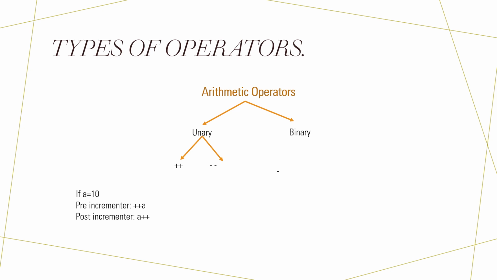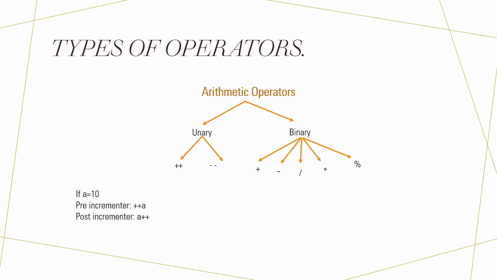the pre-incrementer plus plus A would be that first it will be incremented, then it will be assigned the value, that is the value of A would now be 11. Whereas post-incrementer means that first it will be assigned the value A, that is 10, and then after that it will be incremented by 1, that is 11. So for a pre-incrementer and a post-incrementer, it works likewise.